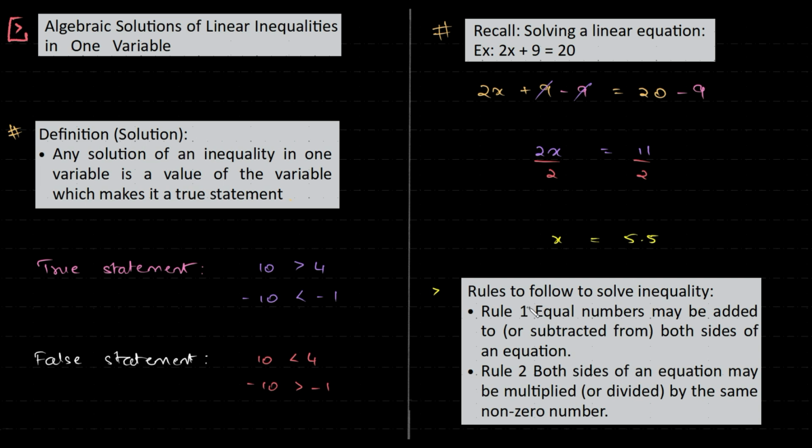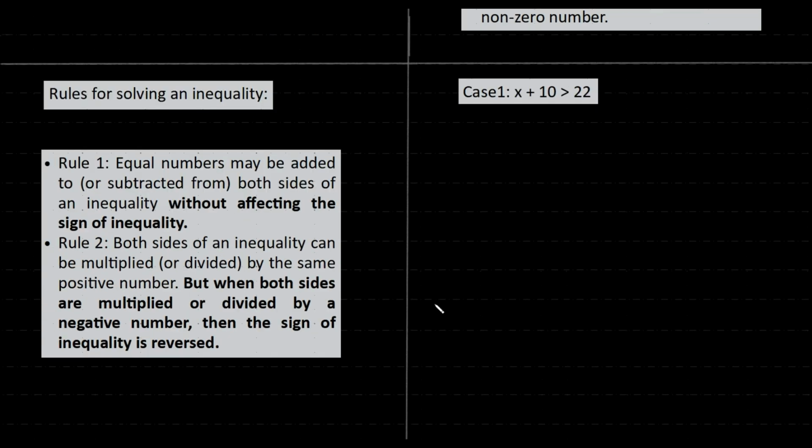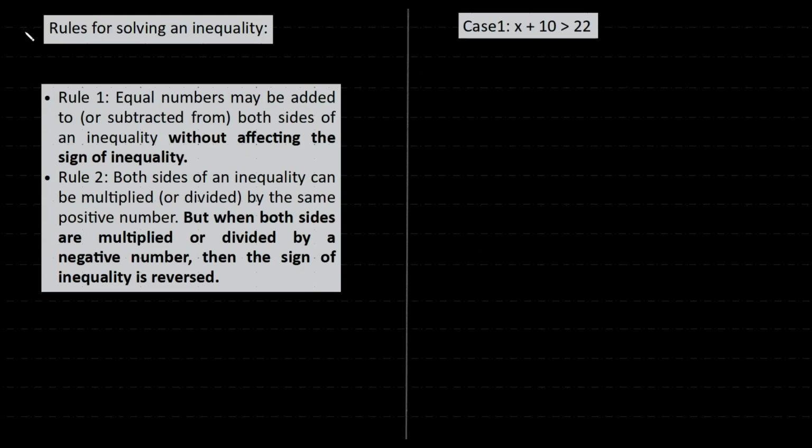Rule number 1 is equal numbers may be added to or subtracted from both sides of the equation. That's what we did over here. Rule number 2 is both sides of an equation may be divided or multiplied by the same non-zero number, and that's what we did over here. So this was your general rule for a linear equation. Very simple. The same funda is followed over here. Not too different, but there is one exception. Very important exception. That's why I made a video which is this long. Let's look into this.